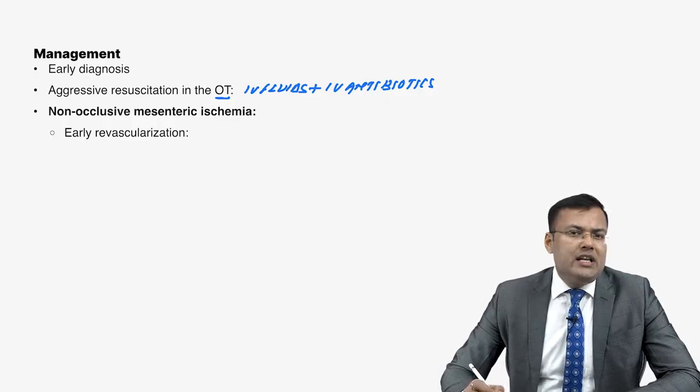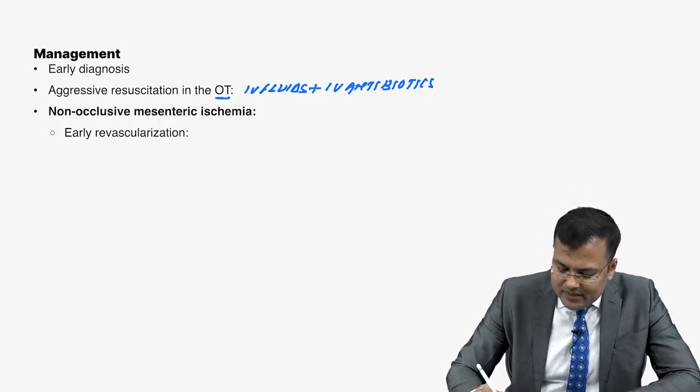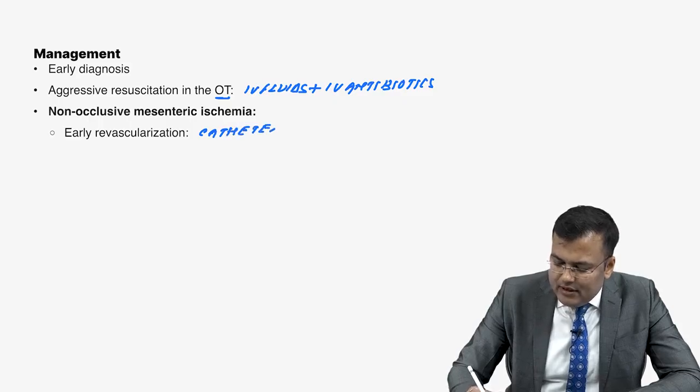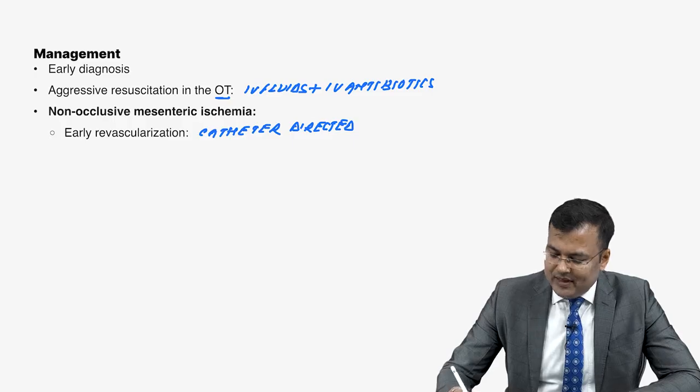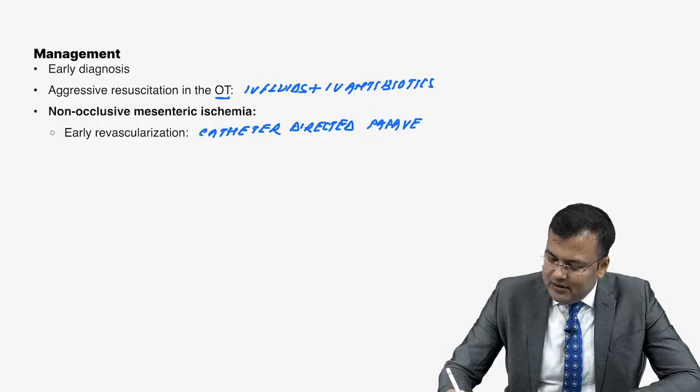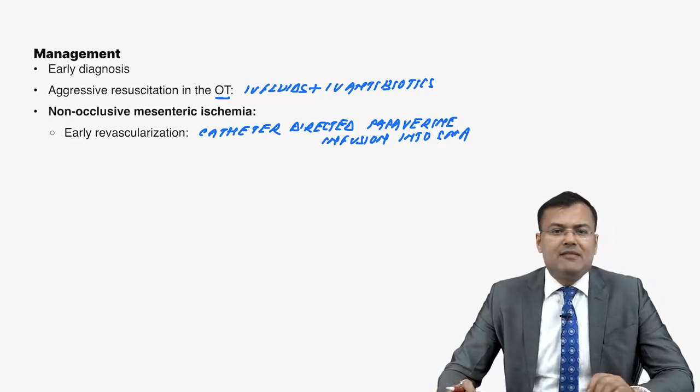So how is early revascularization done? It is catheter-directed. Here we go for catheter-directed papaverine infusion into the superior mesenteric artery, and it is going to relieve the spasm of mesenteric vessels.